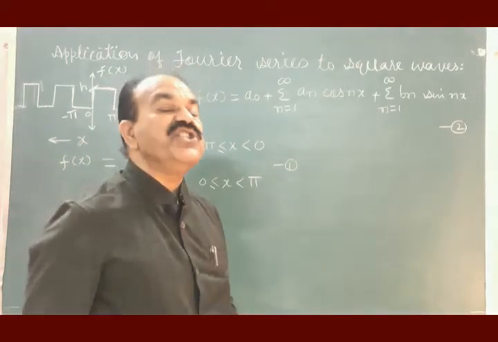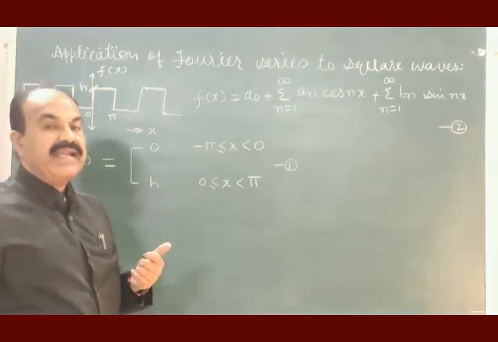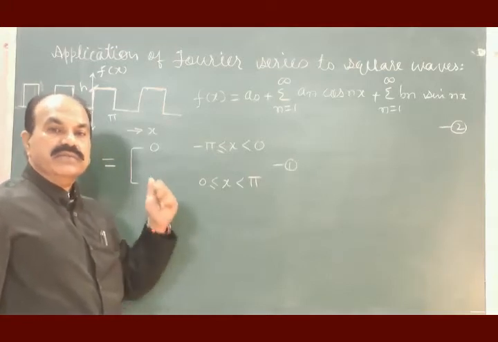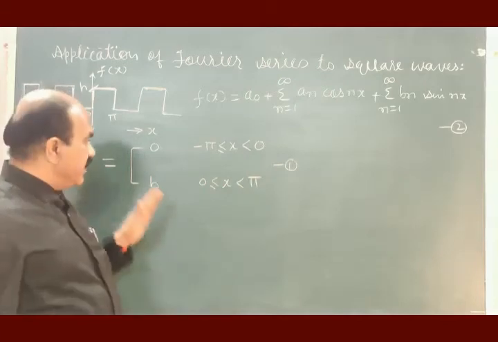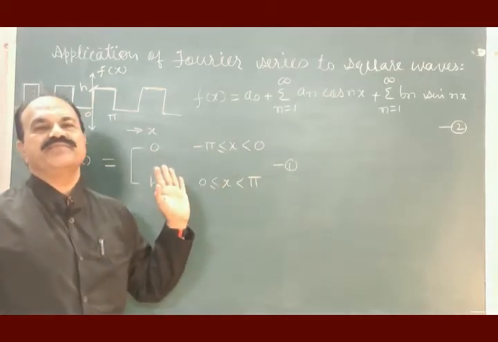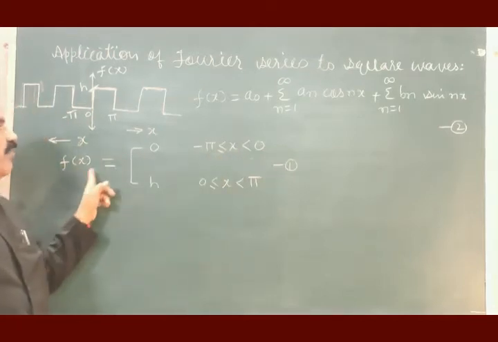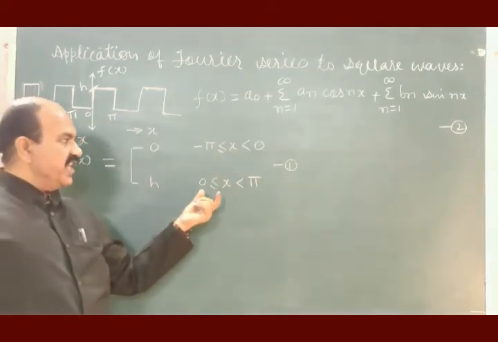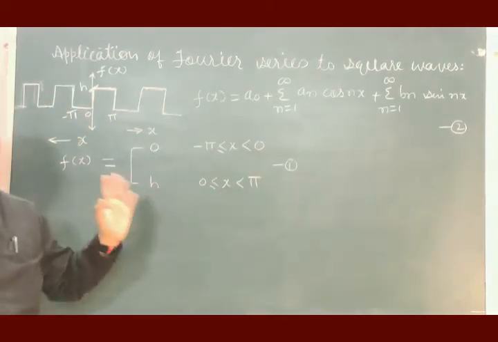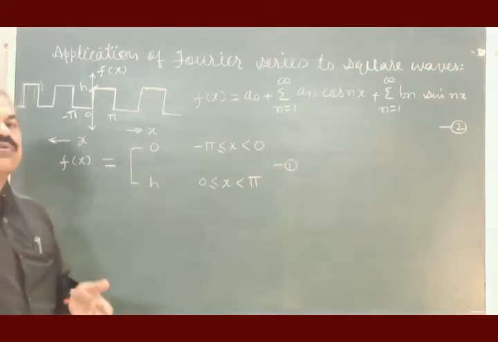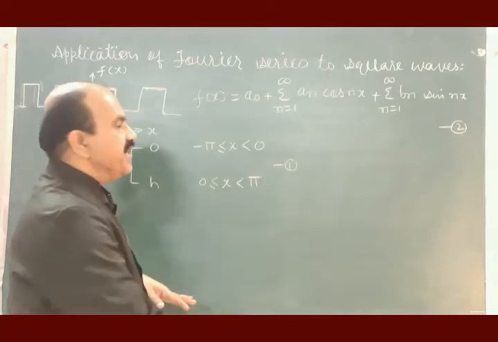So let me first evaluate the value of a0. While we are doing evaluation of coefficients a0, an, bn, you must remember equation 1. Within the limits minus pi to 0, value of f of x is 0. Within the limits 0 to pi, value of f of x is h. Remember this thing. Now let us write formula for evaluation of coefficient a0.